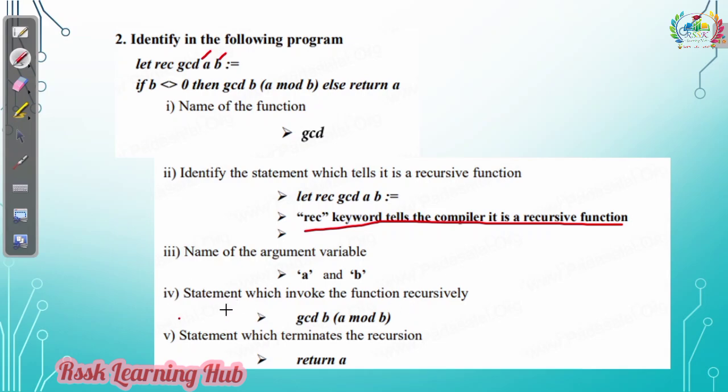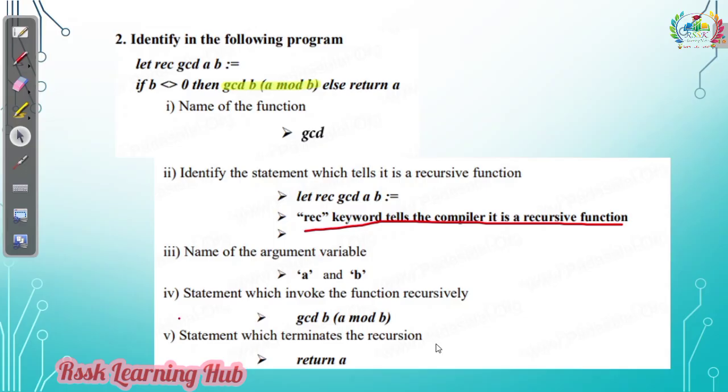Next, the statement which invokes the function recursively. Which statement shows that the function is being used recursively? That is, which statement calls the function continuously? This function gcd, no? gcd b (a mod b). This statement, okay? And what is your last question here?